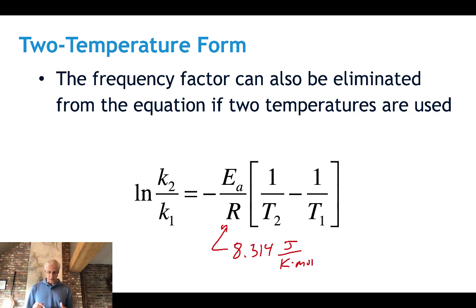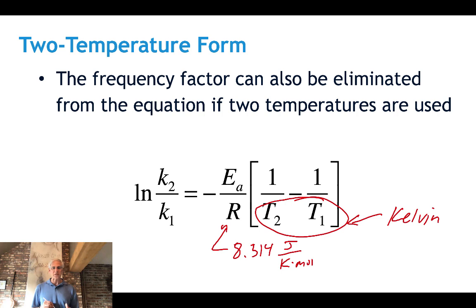Your value of R kind of dictates all the units that you want to be putting into this equation here. Notice that your R value has temperatures in Kelvin as a unit, so you've got to make sure that you use Kelvin for T2 and T1. Activation energy is very frequently given in kilojoules per mole, but notice that in your R value you've got joules per mole.